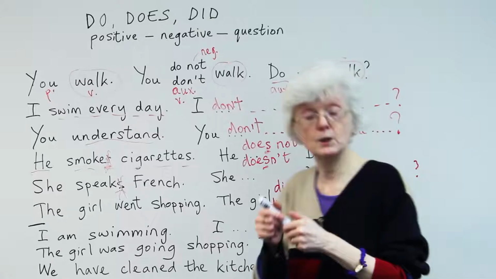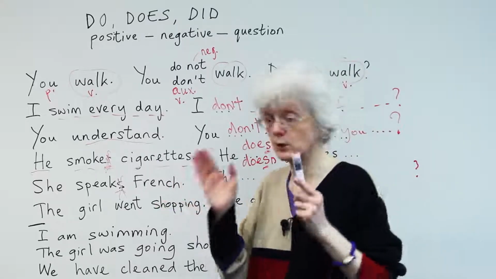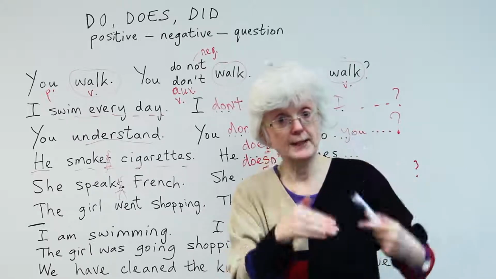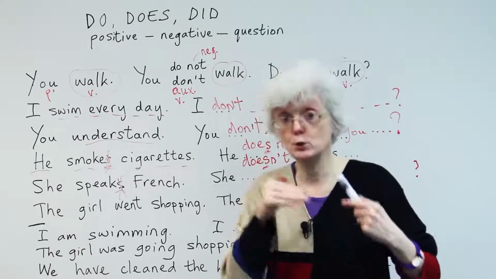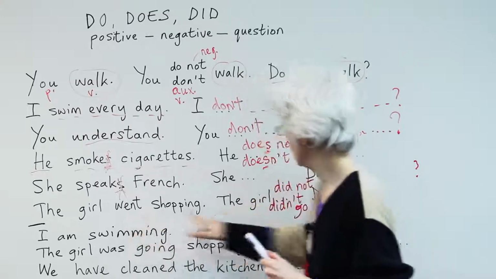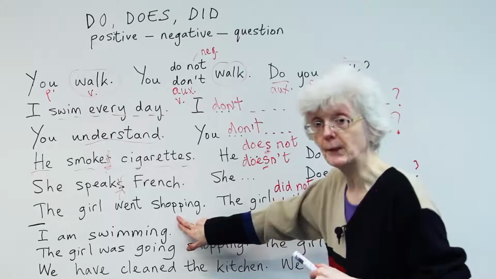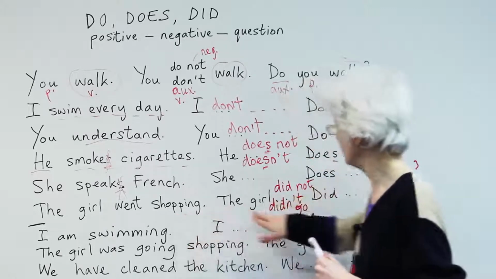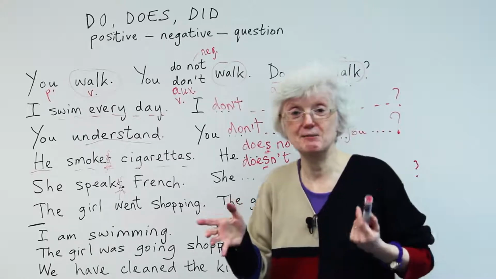Go. So go comes from the verb to go. So you have to go back to the base verb, the main verb from the infinitive, to go. So the girl didn't go shopping. Okay, so that's another complication. Sorry about that, but I don't make the rules.